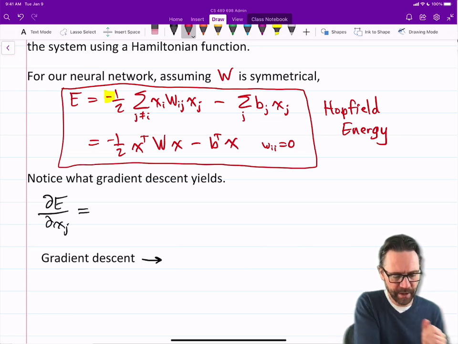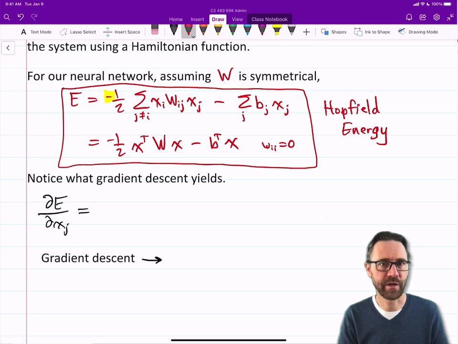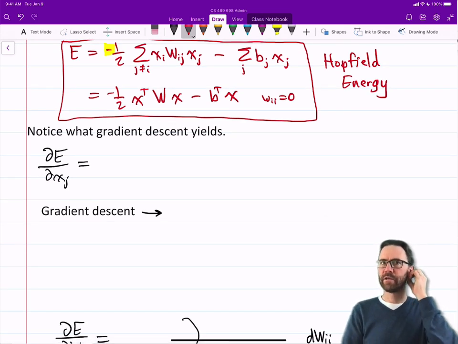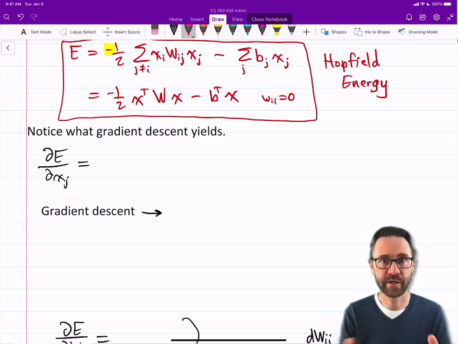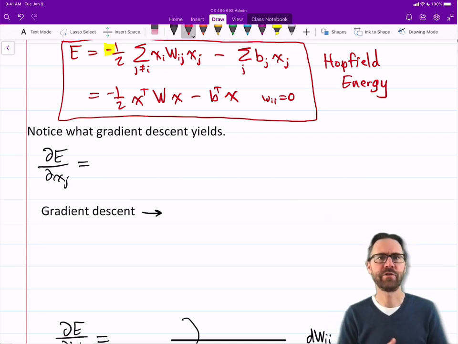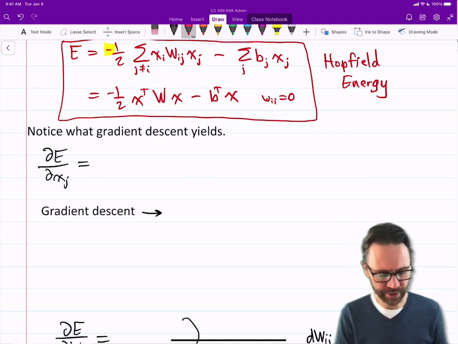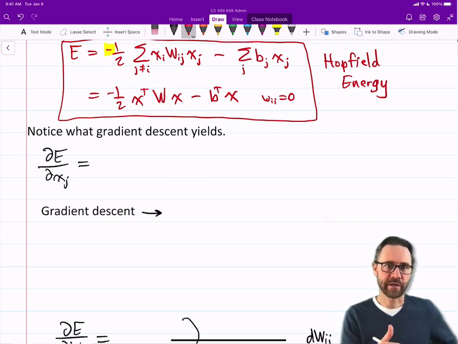So if we were to minimize energy, how would we go about doing it? Well, let's look at that Hopfield energy and do gradient descent on it. Let's assume our connection weights and biases are fixed, and our job is to change the node values, the x's, to minimize our energy. I would take the gradient of my energy with respect to the node values, and use that for gradient descent.